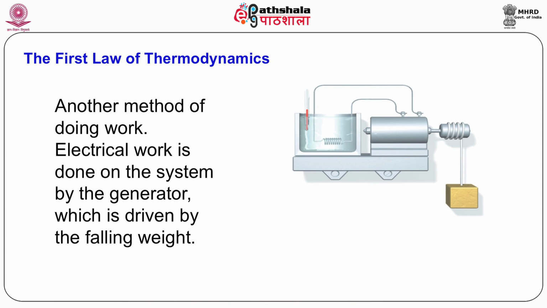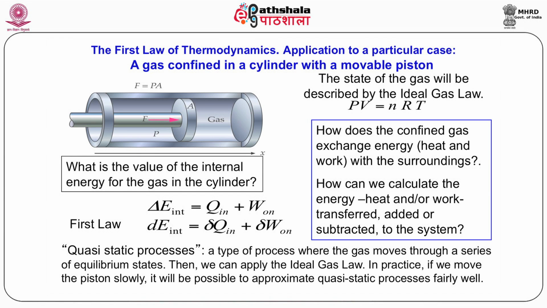Another method, we are giving an example of doing the work. The previous one was mechanical, and here it is more of an electrical change. So electrical work is done on the system by a generator, which is driven by the falling weight. For example, you can generate the electrical energy from a generator by driving it using the weights. Again, this is another application.